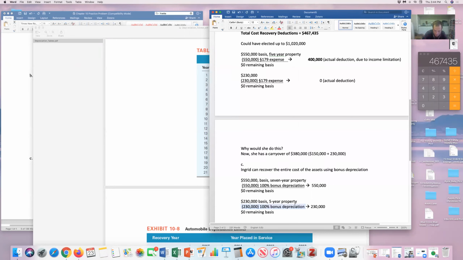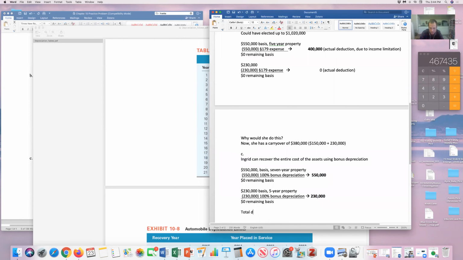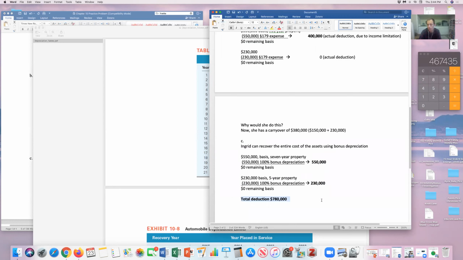So with the current bonus depreciation rules, she gets to deduct 550 plus 230, $780,000. All right, and there's no basis left. We don't even have to figure out the MACRS depreciation. So nice big deduction, nice and simple. So if you don't have any of these limitations saying not to use bonus, and you just want to get the biggest deduction, you can just use bonus on the whole thing.